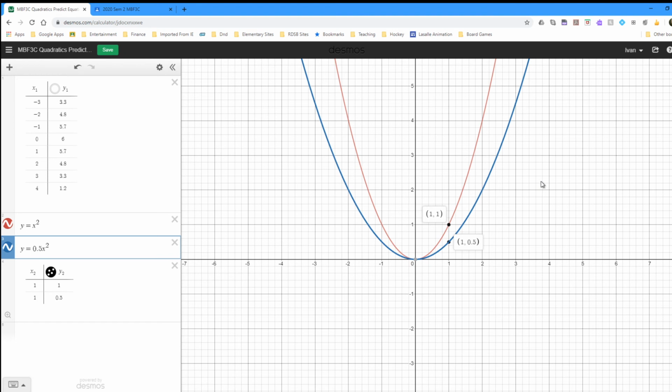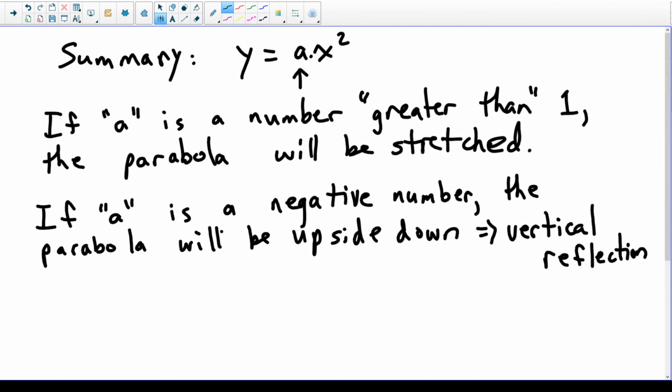And we call that a compression, okay? So we're squishing the parabola down by causing it to be a compression. So let's go back to our smartboard, and we'll summarize that information as well.